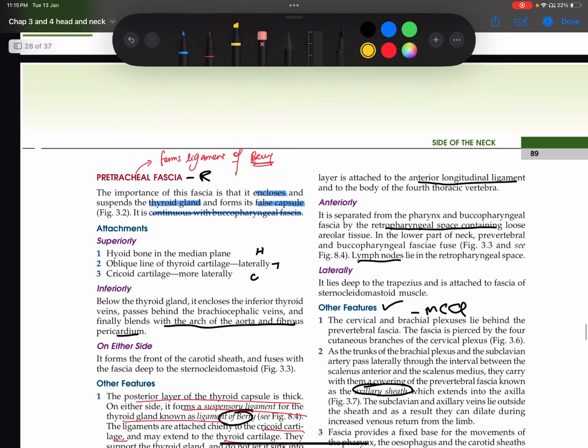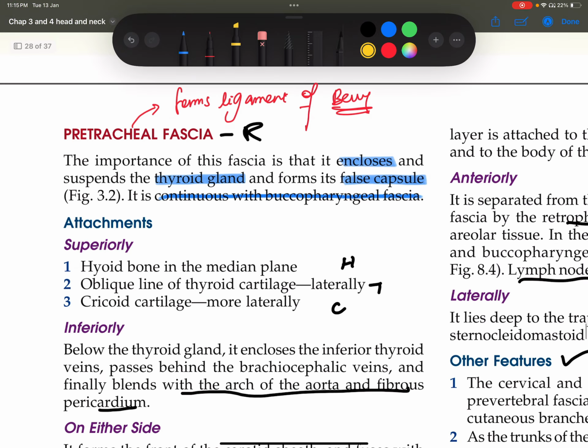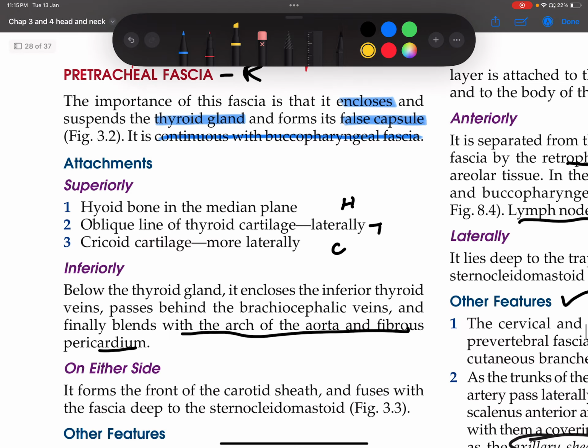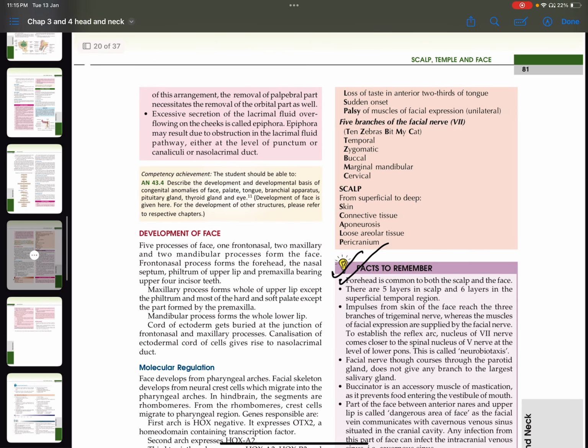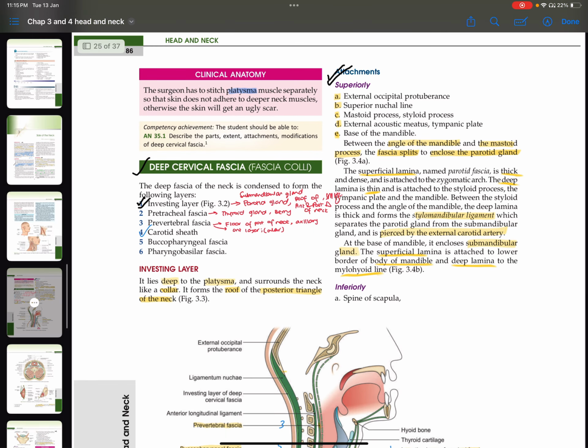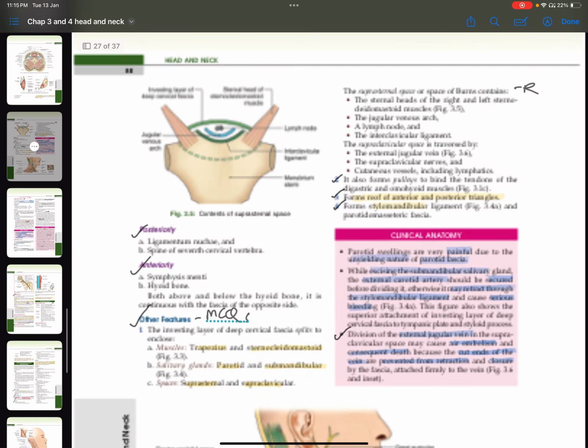Now, when we talk about pretracheal fascia, I've already told you this encloses the thyroid gland. It forms a false capsule. Now, this forms the ligament of Berry. Very important. What does it form? It forms the ligament of Berry. What exactly is ligament of Berry? It helps to hold the thyroid gland in suspension, right?